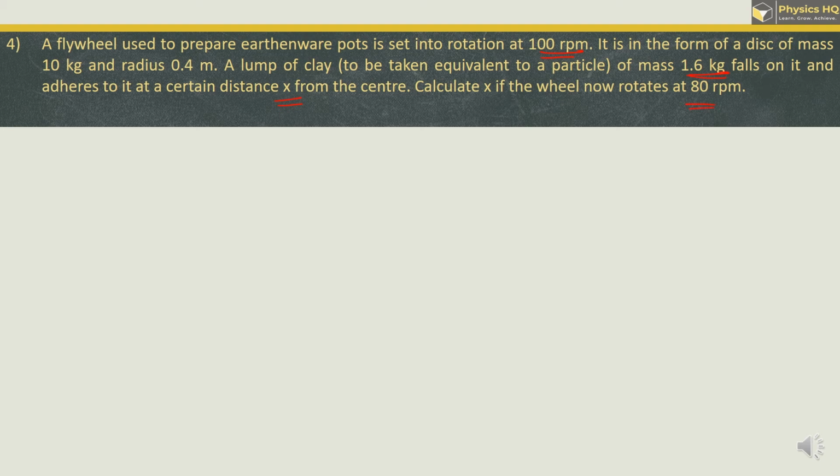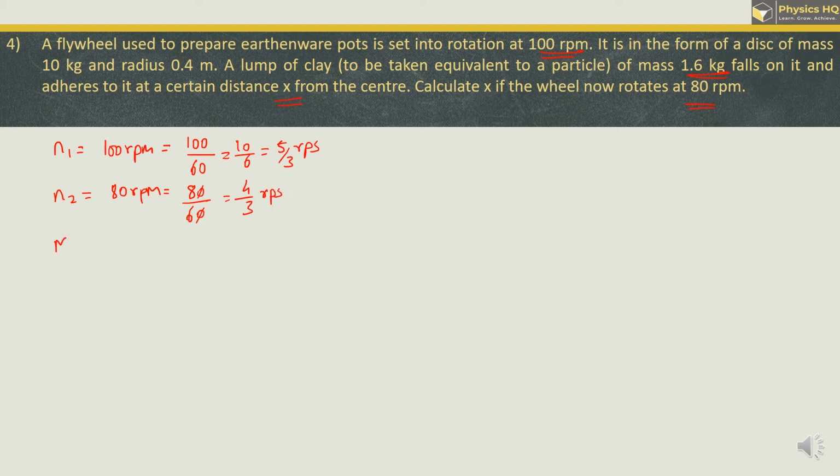So the initial frequency of revolution is given as 100 rpm, which can be converted into rotations per second by dividing it by 60. So we get 10 by 6, or 5 by 3 rotations per second. The new rotation per minute is 80 rpm. We will divide it by 60. So what we get is 4 by 3 rotations per second.